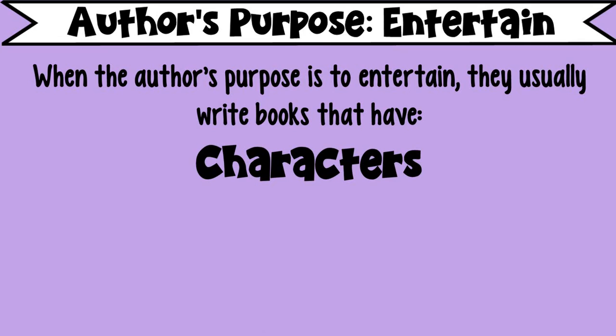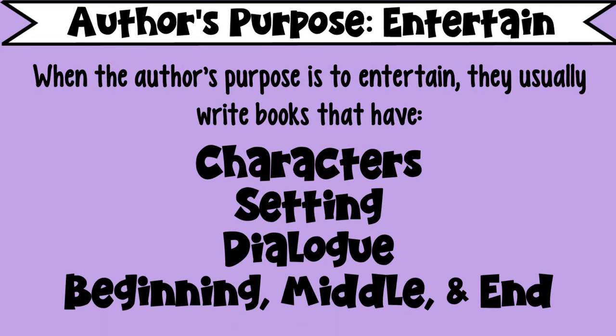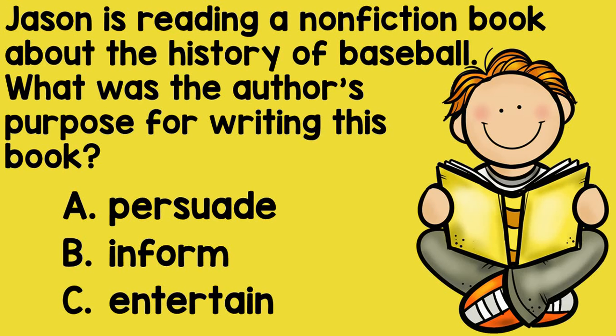So usually when an author is writing an entertain story, it's a made-up story, so it has characters and setting and dialogue and a beginning, middle, and an end. Just like we talked about how it has problems and solutions and all that stuff in our stories. That's what stories that are written to entertain have. Alright, so we're going to practice trying to figure out the author's purpose on a few things, and then you're going to try an assignment on your own, okay?